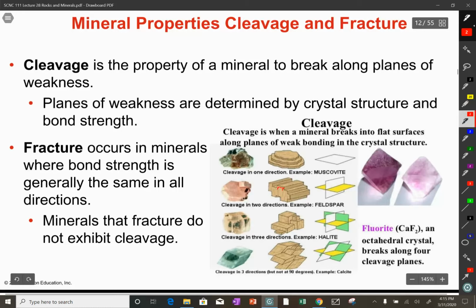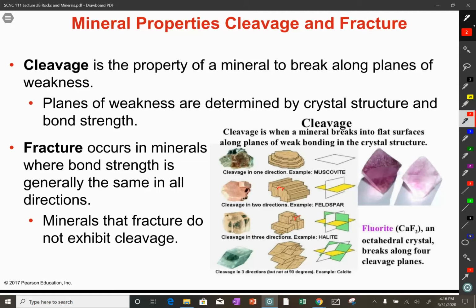Now, if you go to the halite, halite is rock salt, sodium chloride. It has 3 cleavage planes now. And so it forms these, not cubes, but cuboidal shapes. And then the final example here is calcite. Calcite has 3 cleavage planes, but notice they're not perpendicular like they were with halite. And so it forms these prismatic shapes.